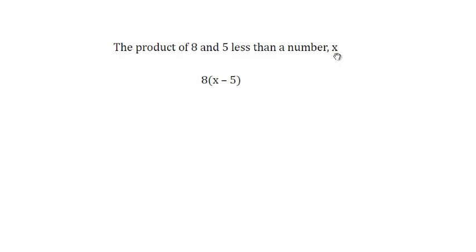The first of the two numbers is 8, so it is written first. And then the second number is 5 less than a number x. That means x subtract 5. Since it's a product, we'll be multiplying 8 and the quantity x minus 5. The parentheses will group this difference, or this subtraction problem, together and indicate the multiplication.